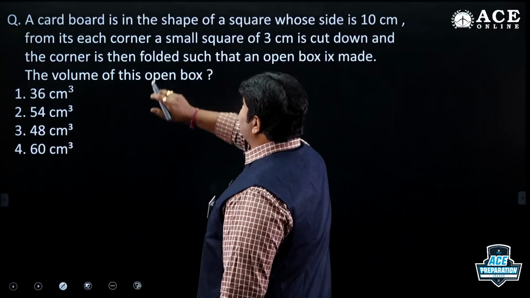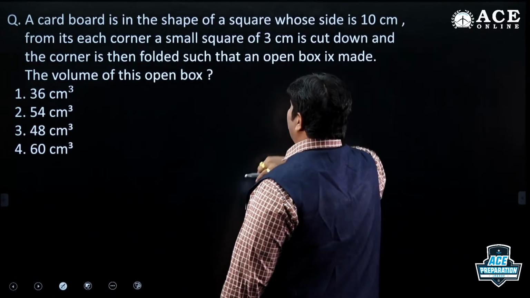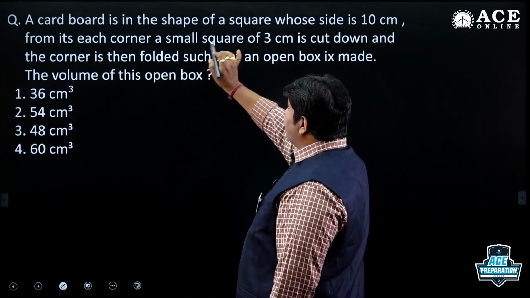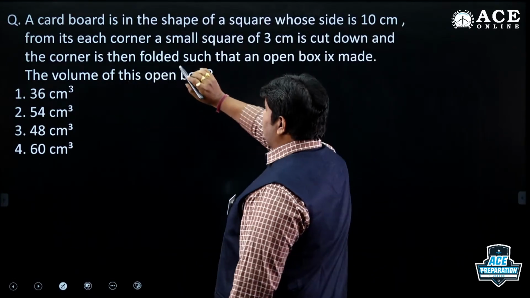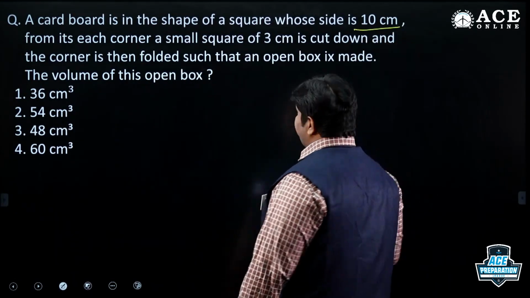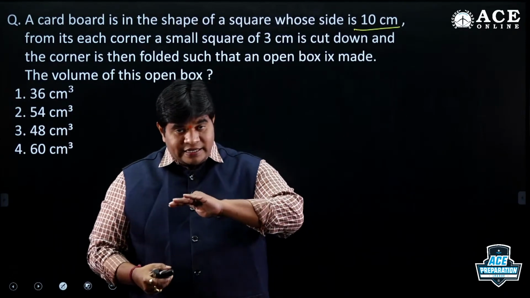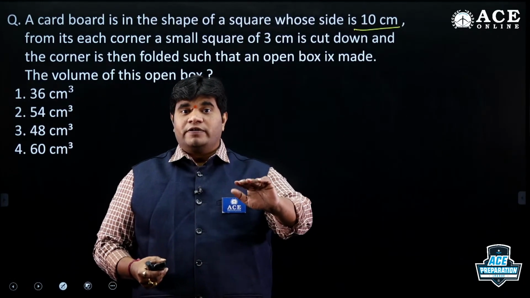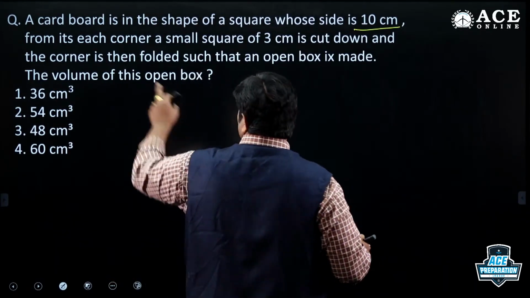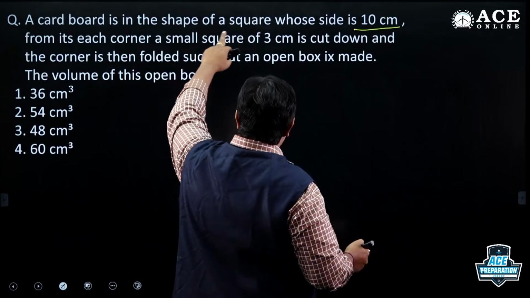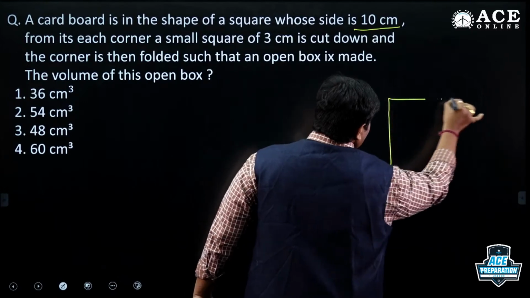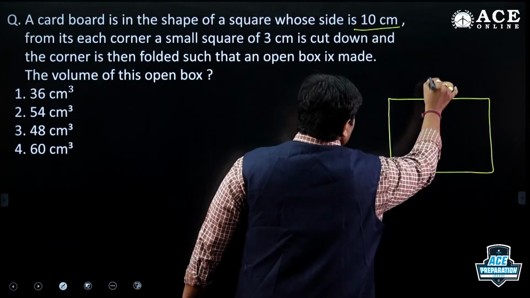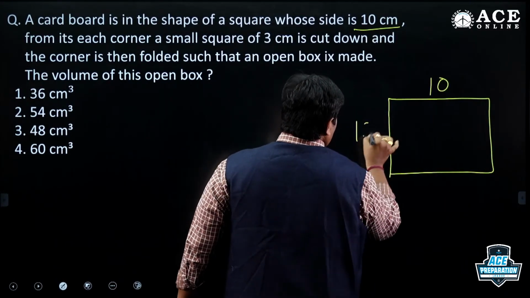A cardboard is in the shape of a square whose side is 10 centimeter. A cardboard sheet with side 10 centimeter. Look at it, friends, 10 centimeter on each side.